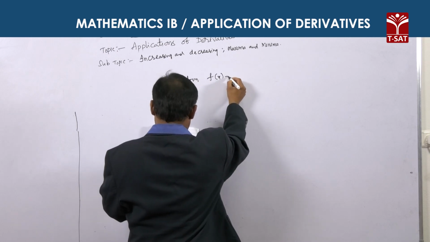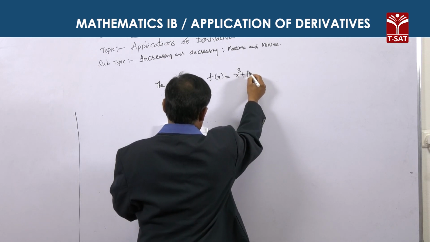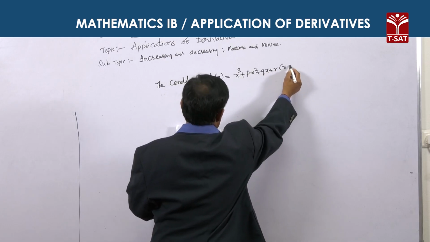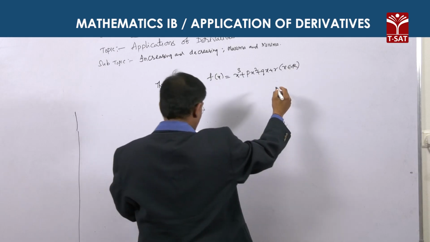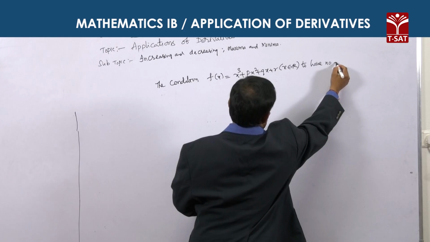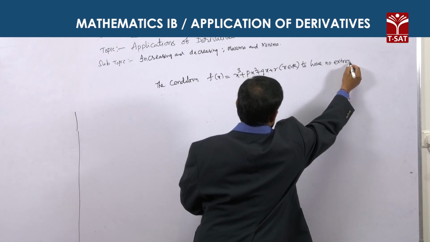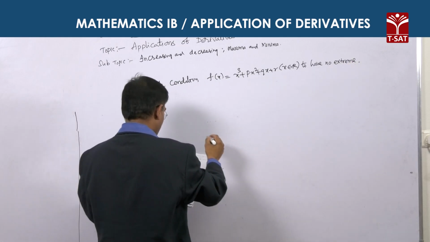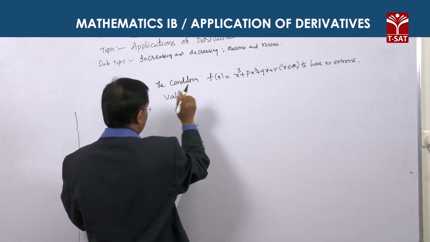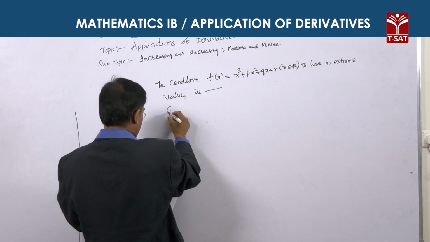Next question, the condition. f of x is equal to x cube plus px square plus qx plus r, where x is a real number, to have no extreme values. What is the required condition?